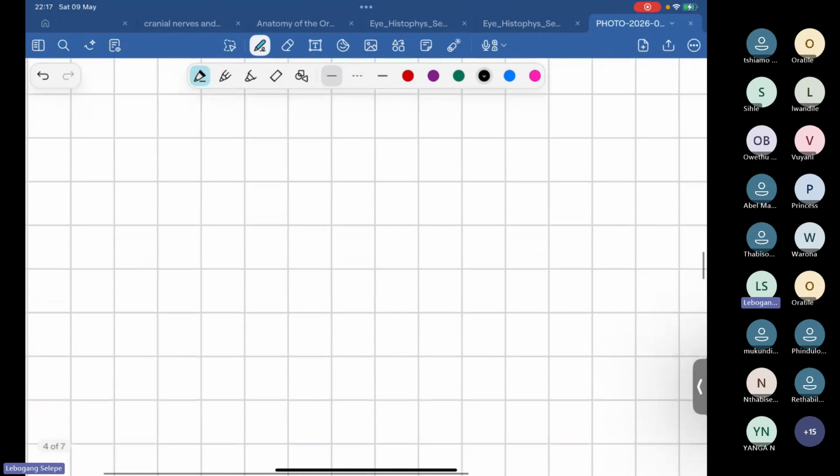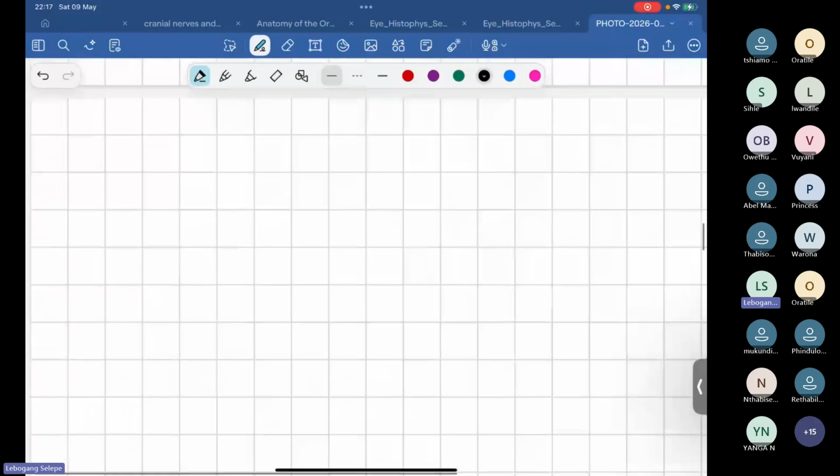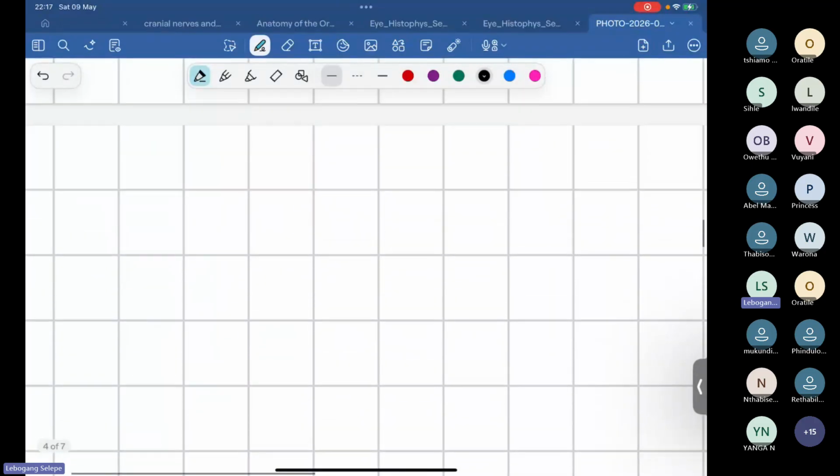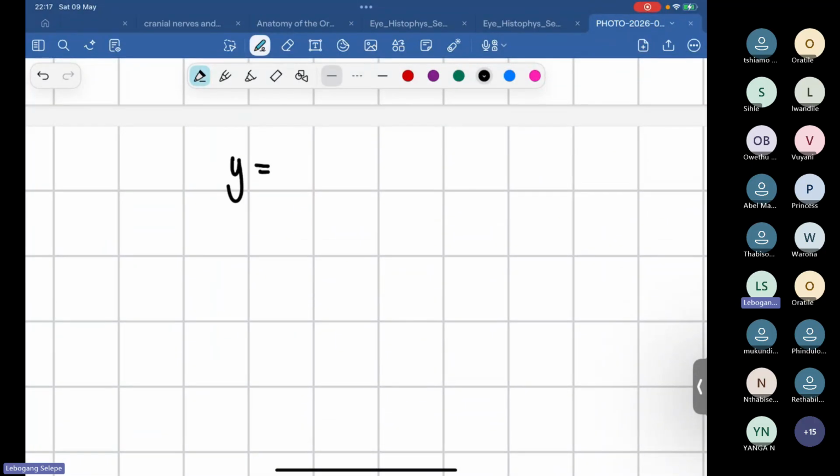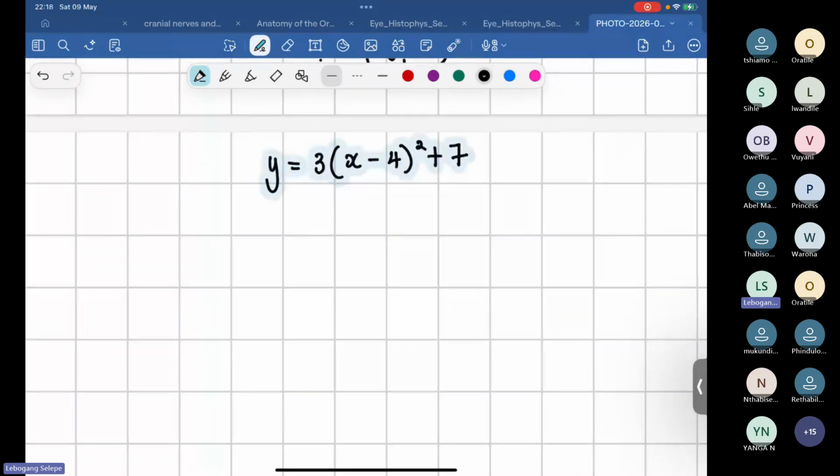Let's say I have an equation. Let me do another one on this side. So let's say I give you an equation, y is equal to 3 into x minus 4 squared plus 7, like this. And then I say to you, determine or draw the graph. Remember, that's what we're looking at: drawing the graphs. You need to firstly get comfortable with drawing the graph before anything else.